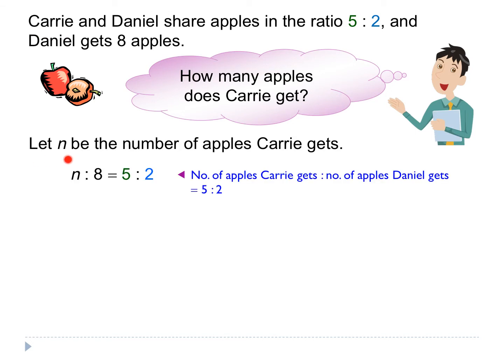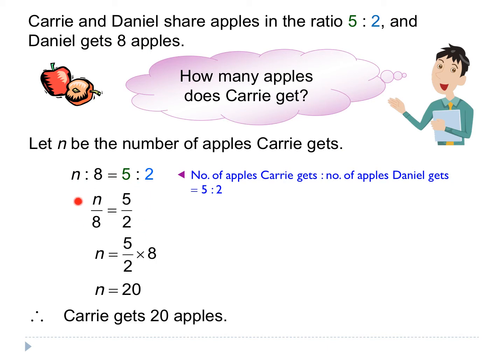First of all, we may let n be the number of apples Carrie gets. So that means n to the number Daniel gets will be 8; the number of apples Carrie gets to the number of apples Daniel gets. And this one is 5 to 2, so you can equate it to 5 to 2 here.